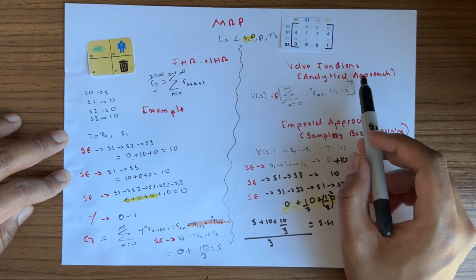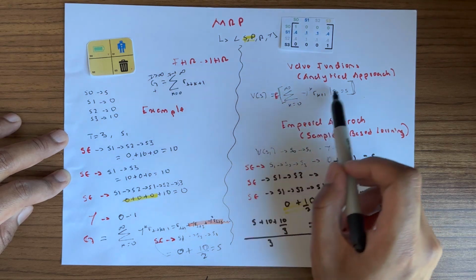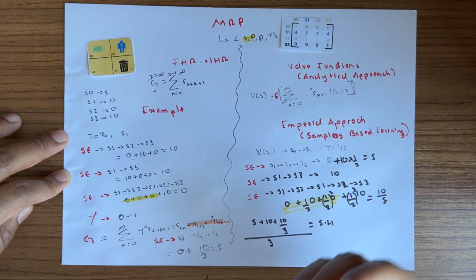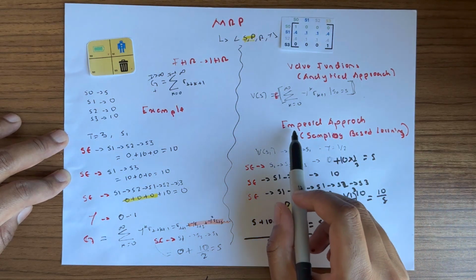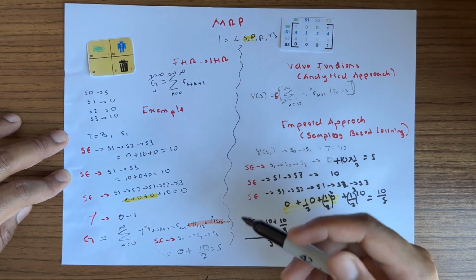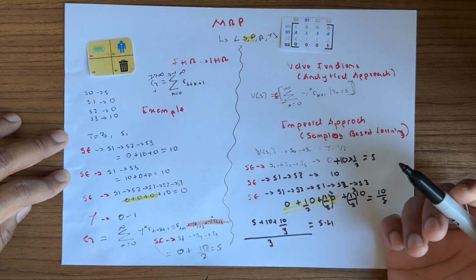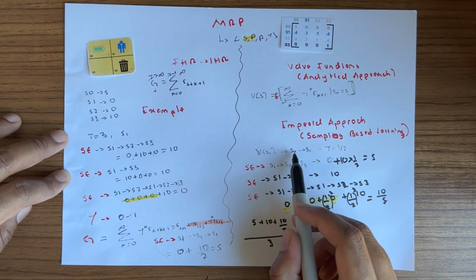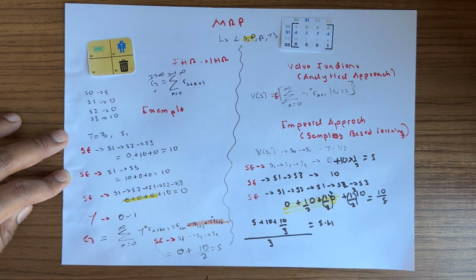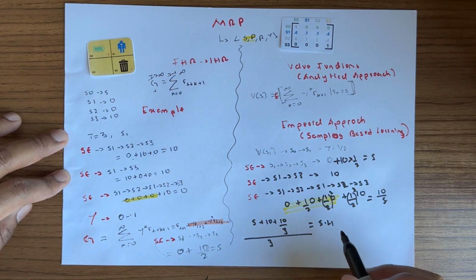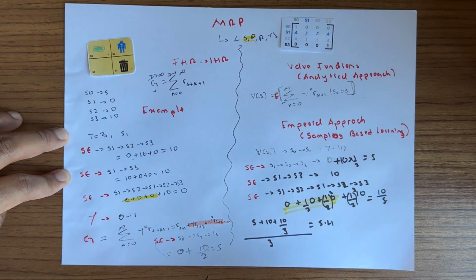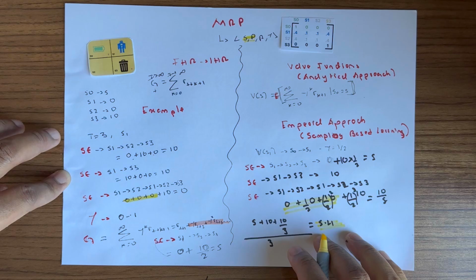Then we moved to the value function, which we are going to be looking at again in the next video. Then we looked at another approach to compute the value of a state using an empirical approach, sampling-based learning, where for a particular state that we want to compute the value of, we sample many different episodes that start with that state, get their return using this formula, and then take the average as we have done here. Okay, I hope this is really clear.